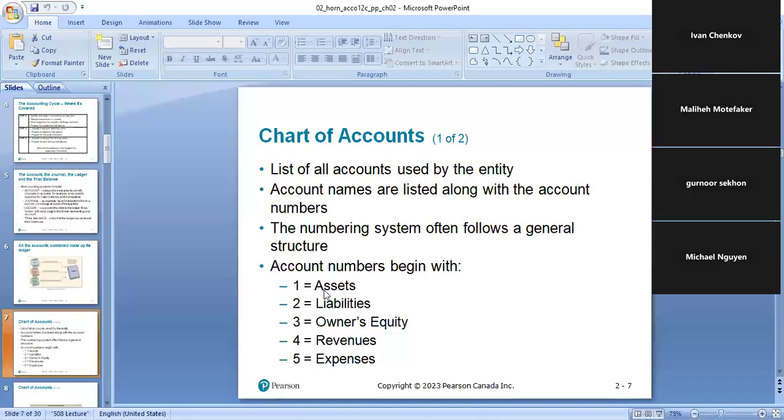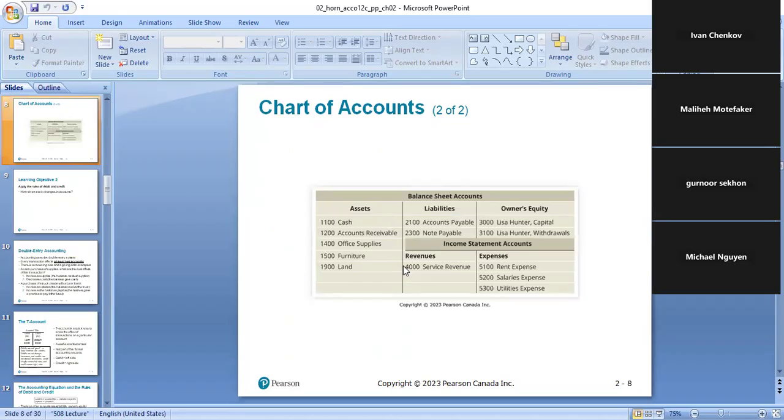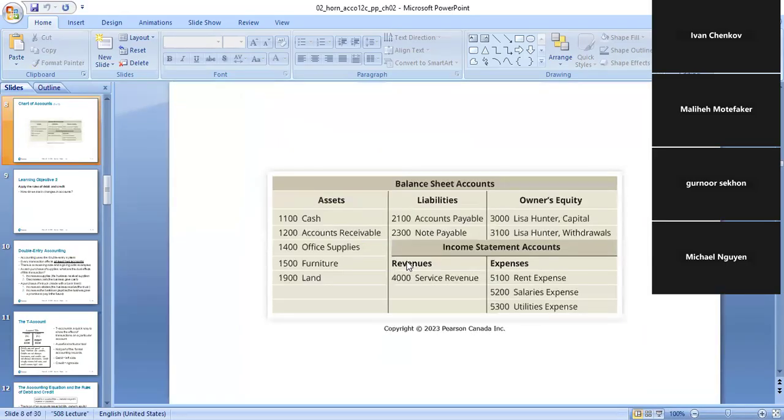So that's the organization. One for assets, 2 for liabilities, 3 for owner's equity, 4 for revenue, and 5, 6, 7, 8 for expenses. And again, in the chart of accounts that I just showed you, you're going to see the assets with number 1 up front, liabilities with number 2, equity number 3, revenue number 4, and expenses 5, can go to 6, can go to 7.